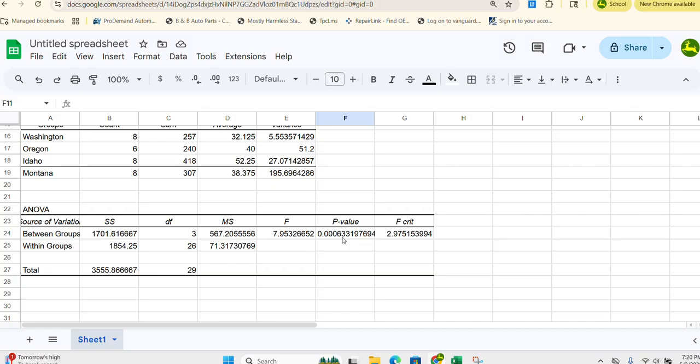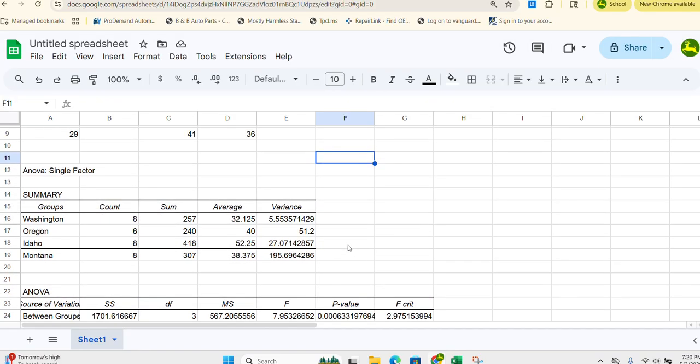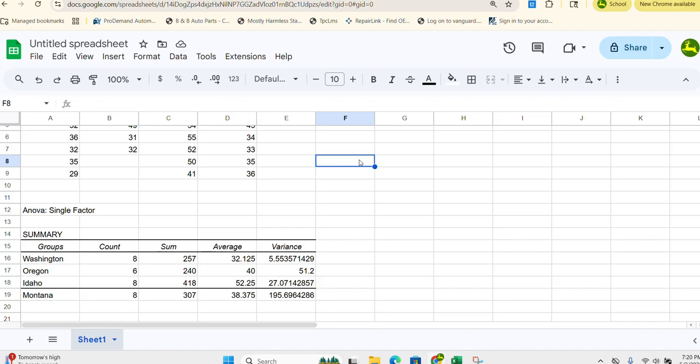Oh, I rejected H naught. What does that mean? At least one of them is significantly different. And then we're going to do the Bonferroni test, but it's all going to be done in the calculator, in the computer now. If you recall, Bonferroni is you take the average of this one minus this one, right?